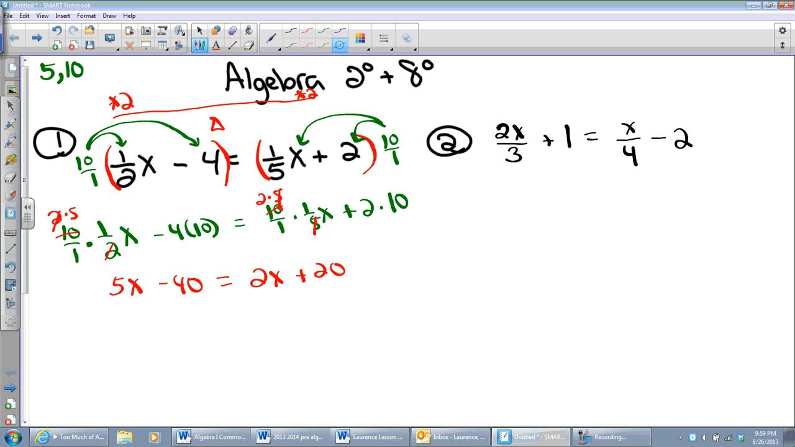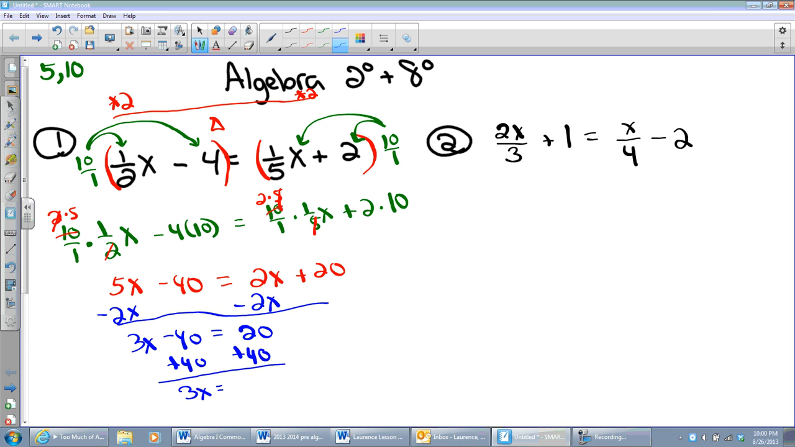All right, so now I've got variables on both sides. I like to get rid of the smaller of the x coefficients first, and then I'll have 3x minus 40 equals 20, right? Okay, now it's just a two-step equation. I'm going to add 40 to both sides.